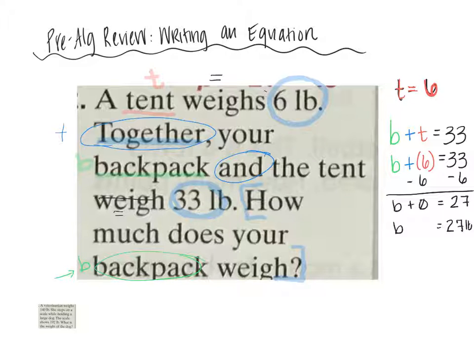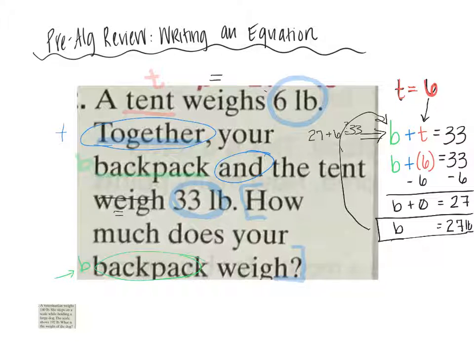Now let's check this. Let's come back up here to this equation. If I have my backpack equals 27 pounds, I can plug in for my b, and I can plug 6 in for my t. So is it true that 27 plus 6 equals 33? Yes, it is. So this equation works.